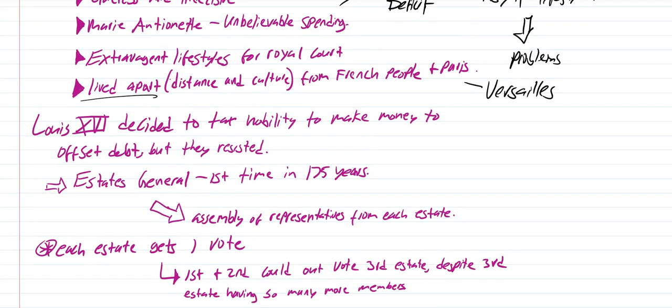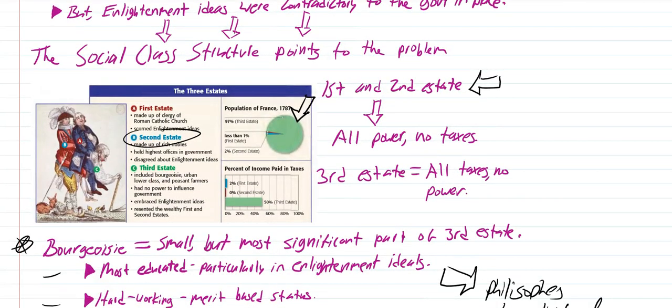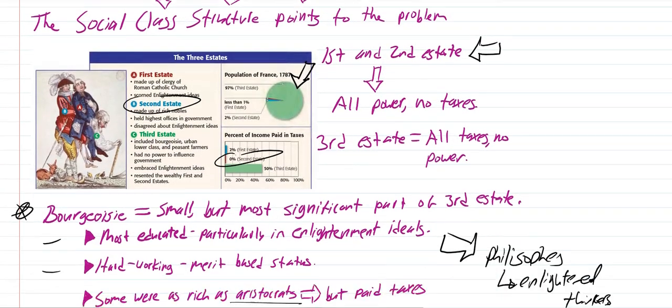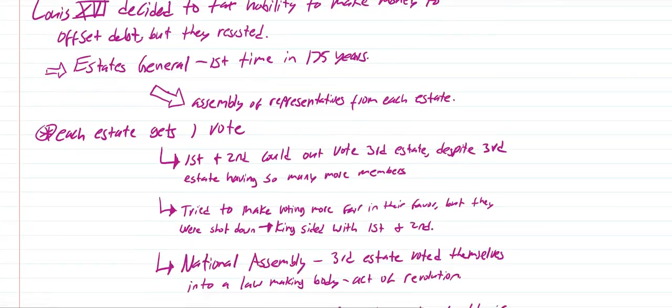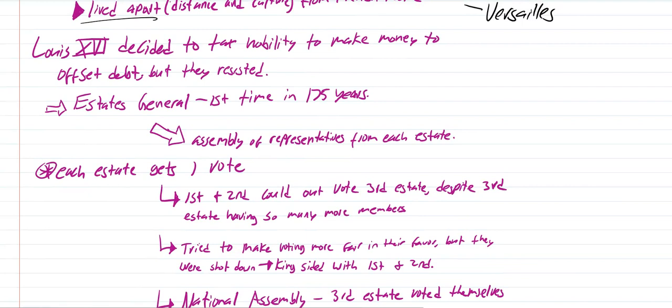So Louis XVI decided that he was going to tax the nobility in order to offset this major debt problem that they were dealing with, but the nobles resisted. They're like, heck no, because look at this. We already know that nobles in the Second Estate don't pay taxes, so there is no way they're going to allow this king to tax them. They don't deserve to be taxed.